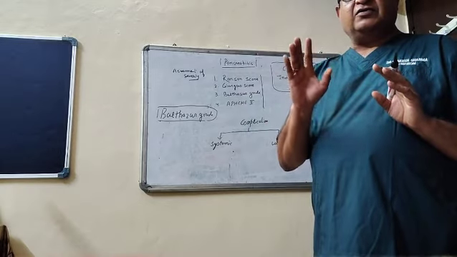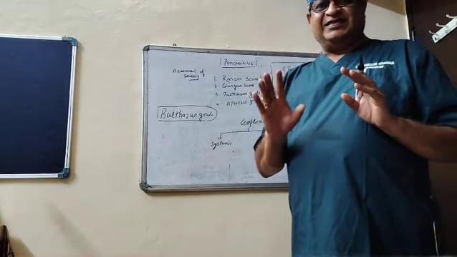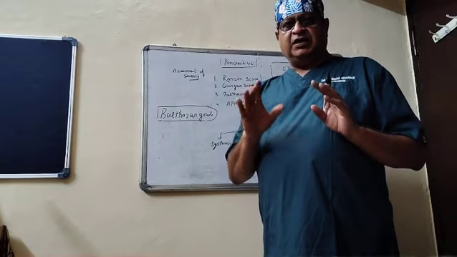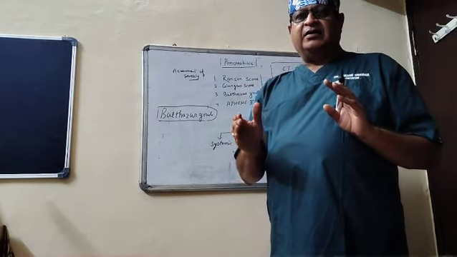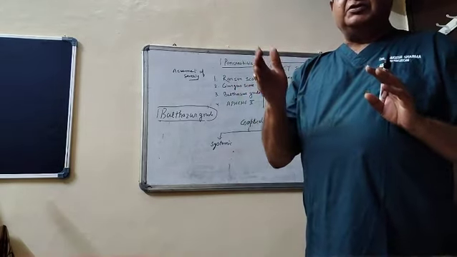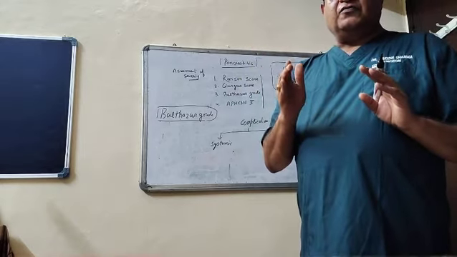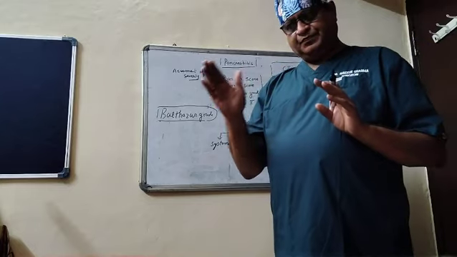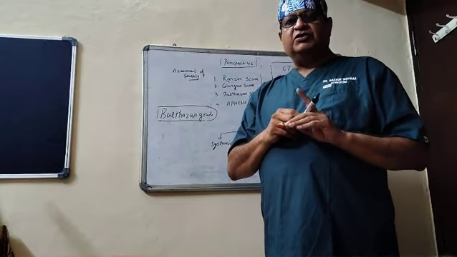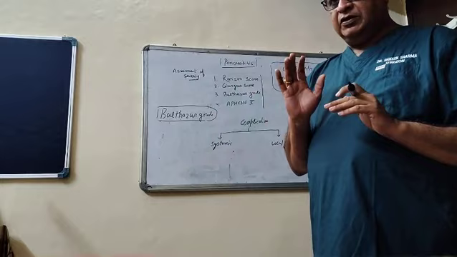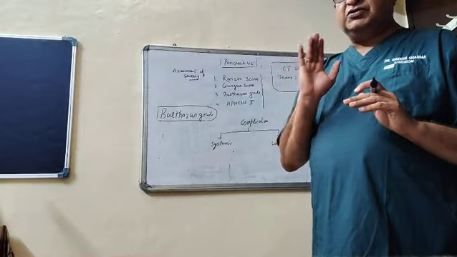A pseudocyst is a collection of fluid in the lesser sac, most commonly in the stomach bed, covered with a wall, but a pseudocyst does not have an epithelial lining. The wall is composed of granulation tissue and fibrous tissue only. No epithelial lining in the pseudocyst of the pancreas.